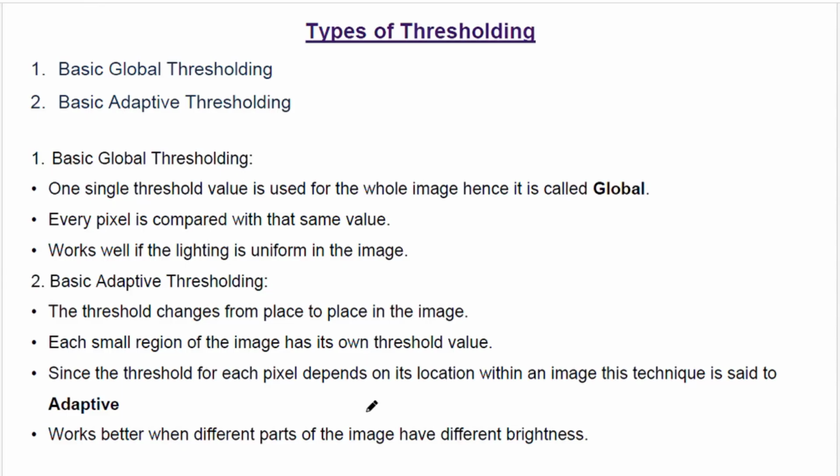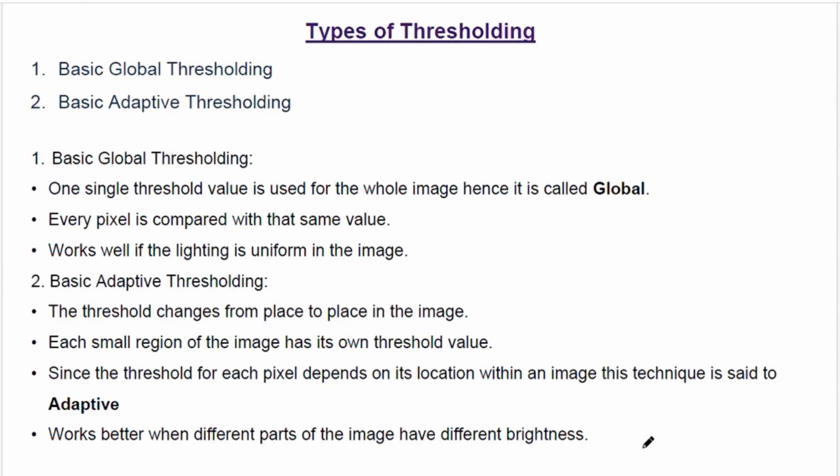Since the threshold for each pixel depends on its location in the image, this technique is said to be adaptive. Adaptive means it must change with respect to the region, with respect to the conditions; we must adapt to that situation. As the threshold is changing with respect to the considered small region or neighborhood, this threshold is called adaptive. It works better when different parts of the image have different brightness. It works even if the image has different brightness at different places. So this is a simple difference between basic global thresholding and basic adaptive thresholding.